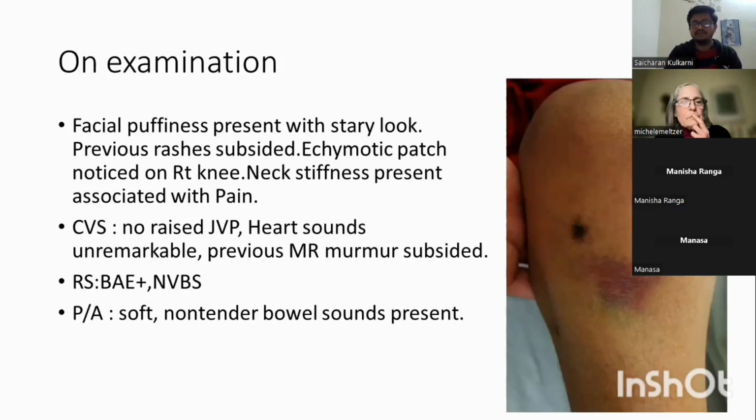She had features of early Cushing's, ma'am, facial puffiness and buffalo hump. Right. That's why I said she could bruise just from that. Yes. No, wait. So her heart looked a little bit better. Okay. I don't know. What's RSBAE? Can you go back in NVBS? Those are systemic findings, ma'am.